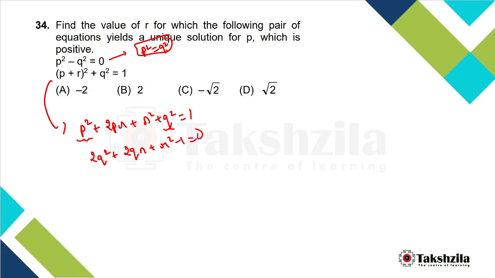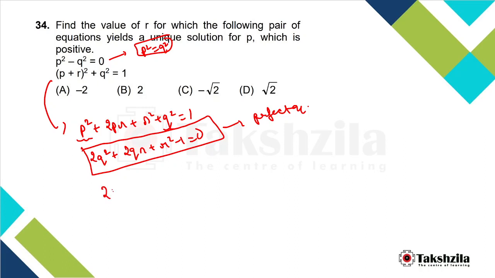Now see, for getting a unique solution, we will have to have this equation as a perfect square. Then only we'll get a unique solution. So for it to be a perfect square, we'll plug in such an r so that it becomes a perfect square. Instead of plugging in options directly, we'll make a little change and then plug in.